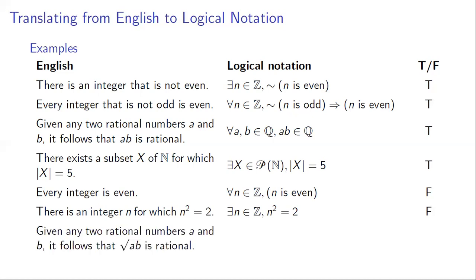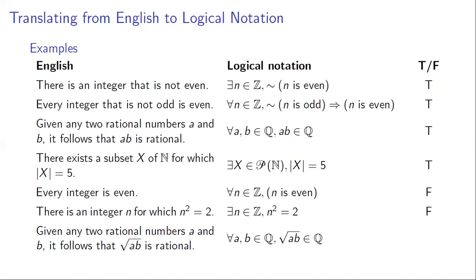Next, given any two rational numbers a and b, it follows that the square root of a times b is rational. Okay, this is expressed as follows. For all a, b in Q, the square root of a times b is an element of Q.